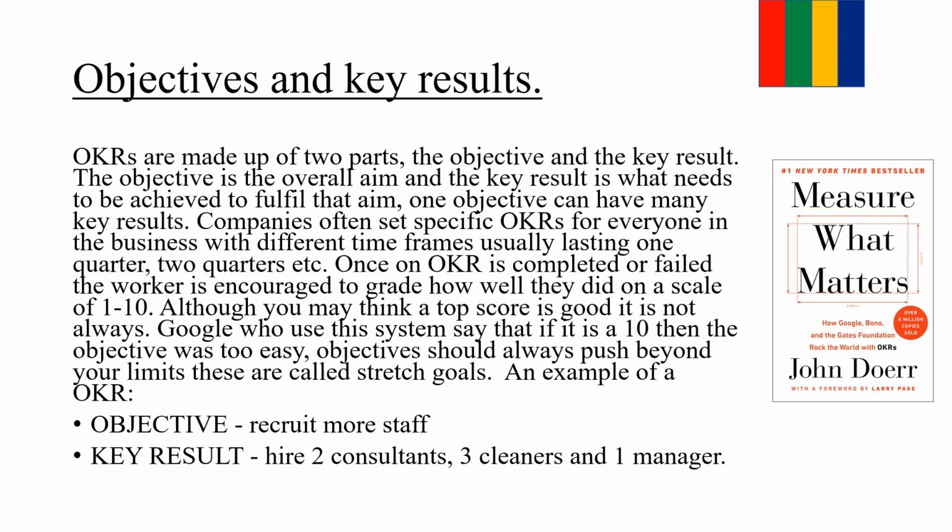An example of an objective key result could be recruit more staff for the business, and then the key results would be hire 2 consultants, 3 cleaners, and 1 manager. As you see, we have an overall objective, which is being to recruit more staff, and then we've broken this down into key results. It's a very effective method of goal setting, and if you would like to learn more about it, Measure What Matters by John Doerr is a book that introduces this concept and discusses it deeply.